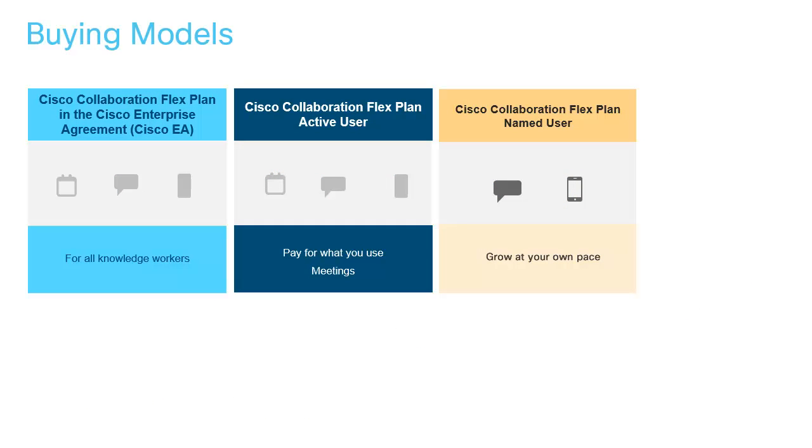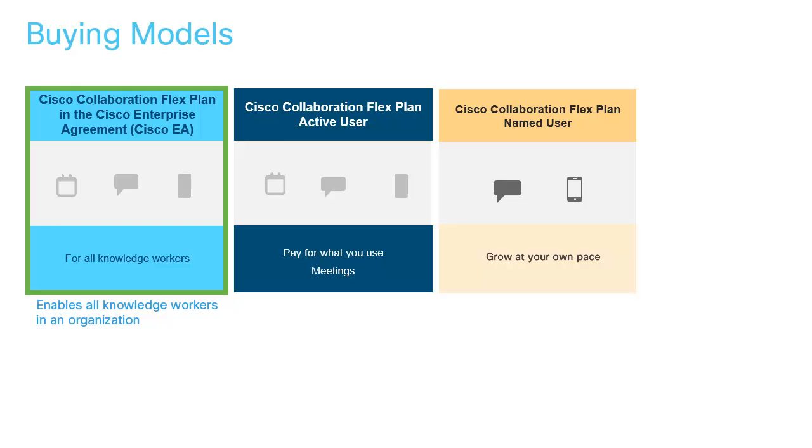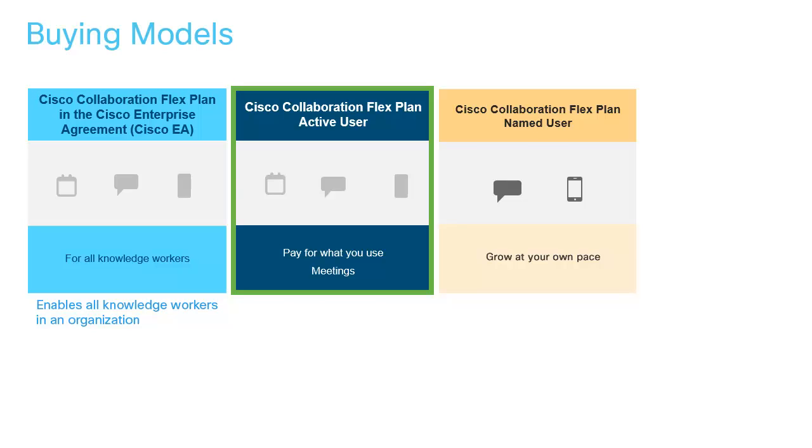Let's look at each of the buying models in the Cisco Collaboration Flex Plan. The first offer is our Enterprise Agreement model. This enables all knowledge workers in an organization, that is, anyone who has a phone and a desktop, with Cisco Collaboration.